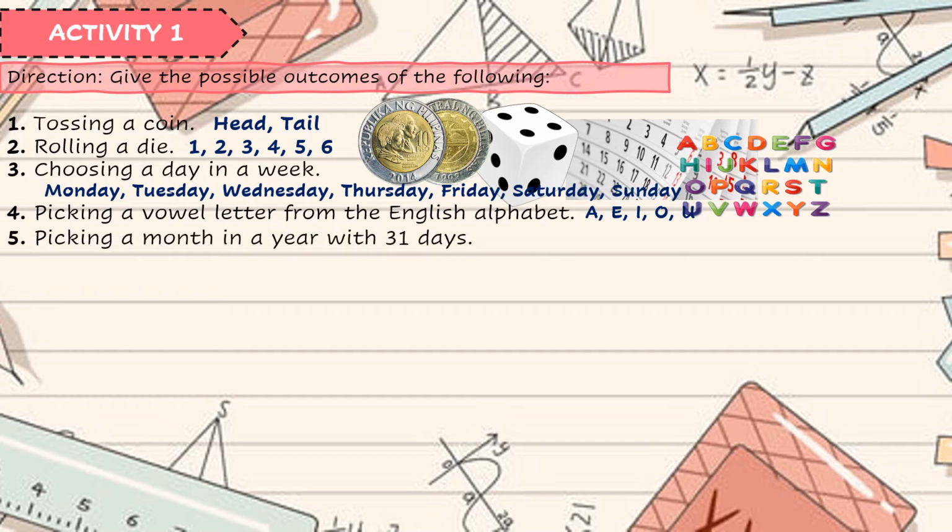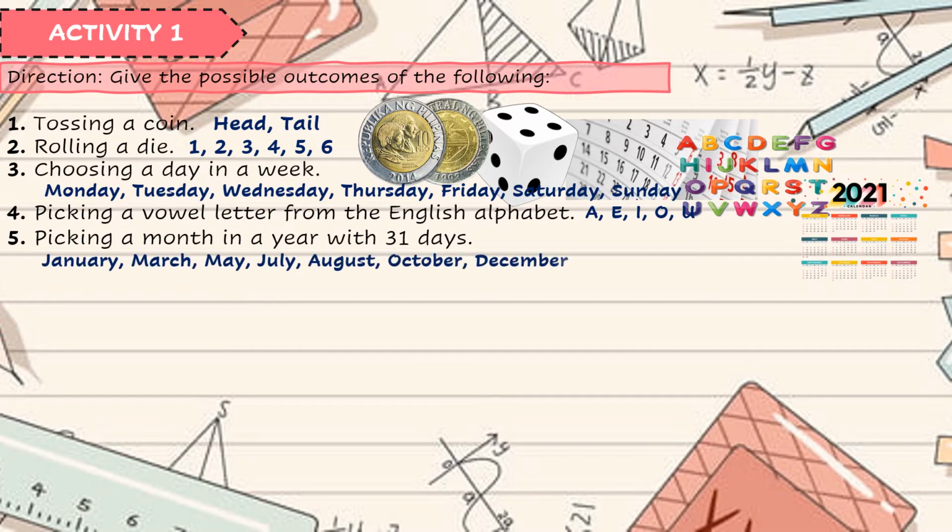Number 5, picking a month in a year with 31 days. Sa calendar, in a year, it is composed of 12 months. Pero alin lang sa mga months na ito ang may 31 days? And the answer is January, March, May, July, August, October, and December.